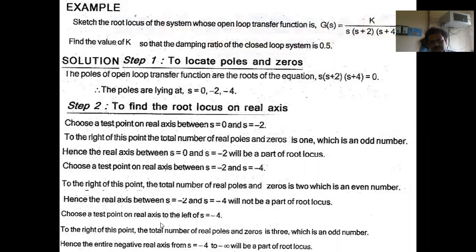This is for the second test point. This is for the third test point. No need to write all this in the examination. Simply try to draw that figure itself. Okay, only we have to find out the first step. The second step is drawing the root locus branch on the s-plane. Just draw the root locus branch on the s-plane.